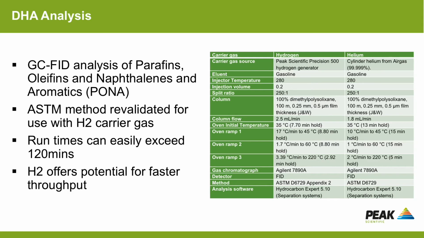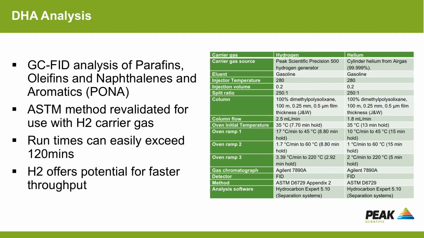So the table on the right hand side shows the method conditions. So you can see we have hydrogen supplied by a Peak hydrogen generator, and the original method used helium from a cylinder. The split ratio is quite high, so it's a 250:1 split, so the consumption of gas is very high. So again, when it comes to trying to conserve helium, methods like this are of course a good way to save lots of gas for any analyses where you don't have alternatives.